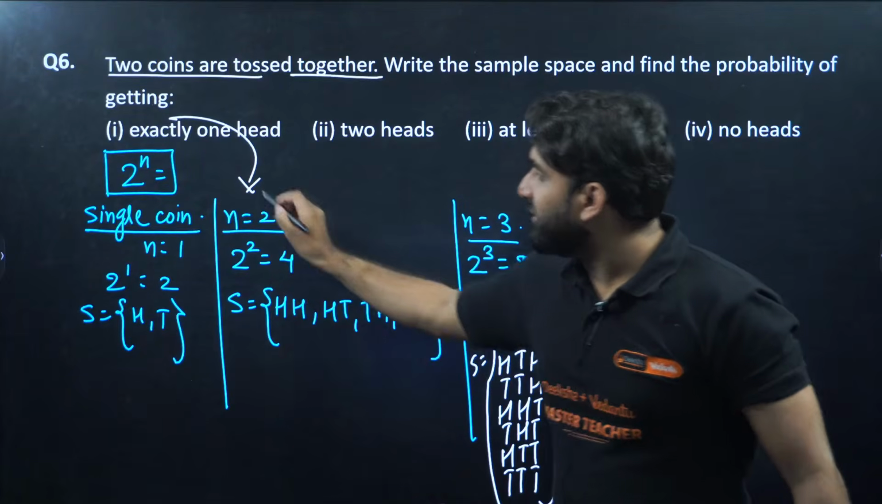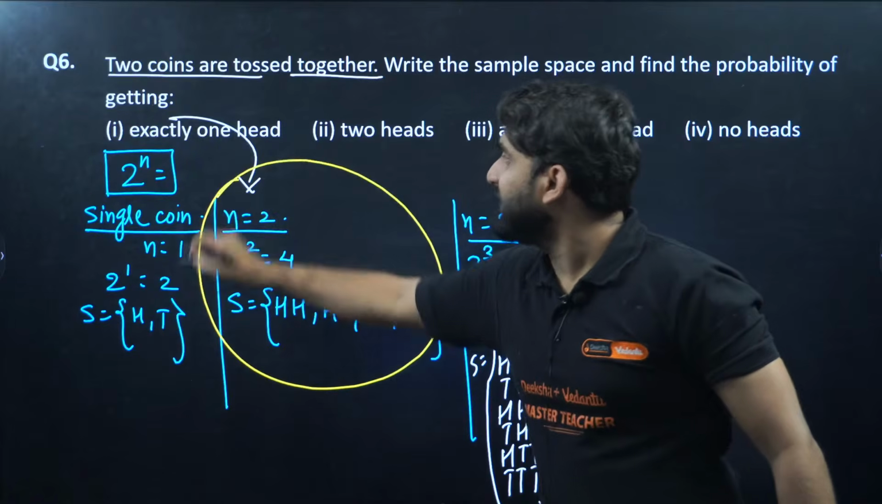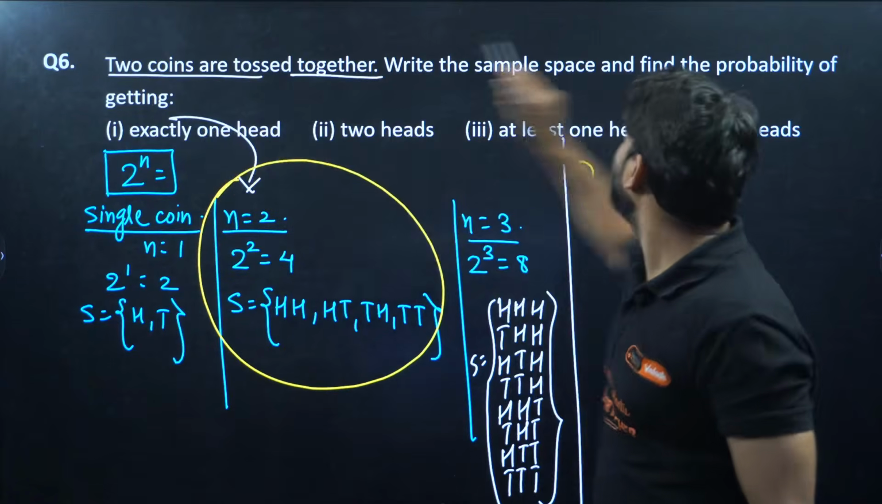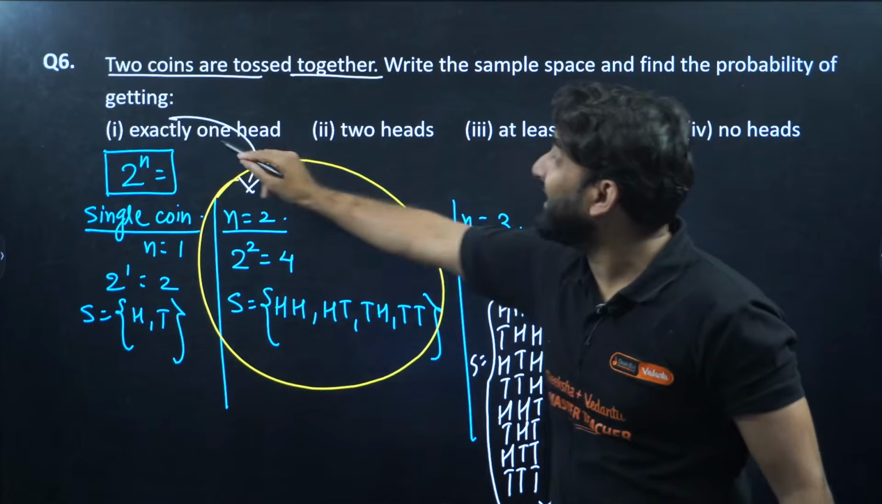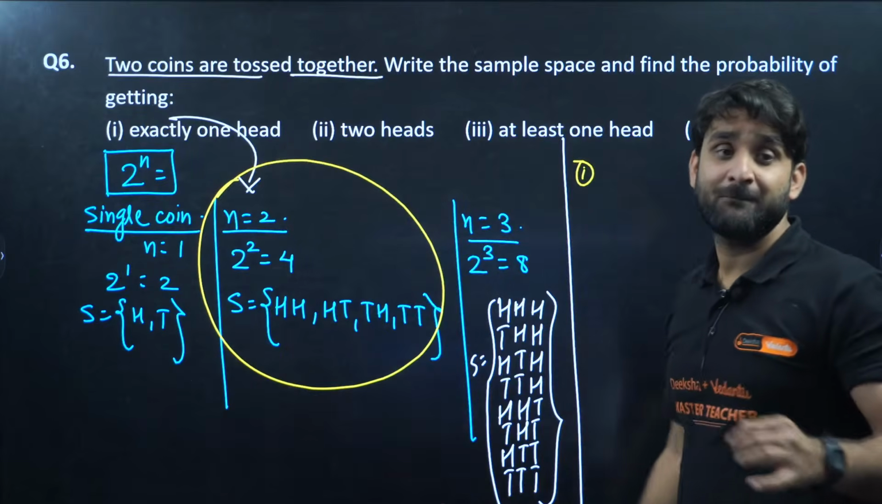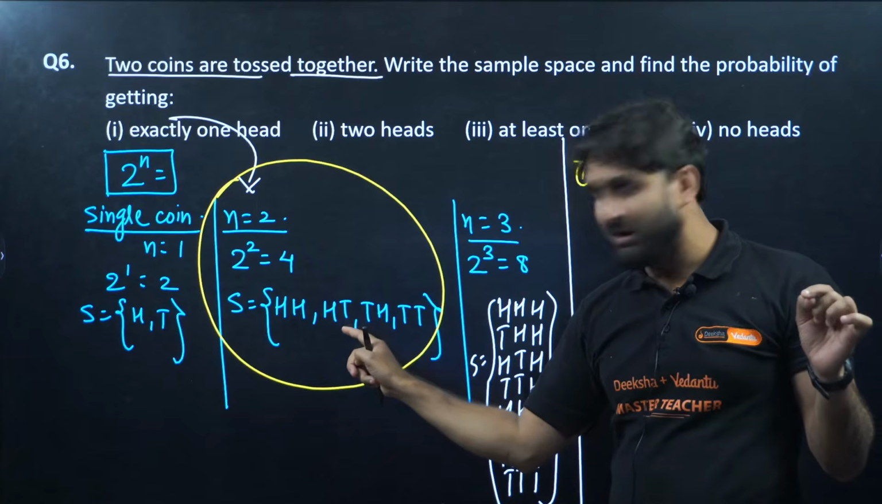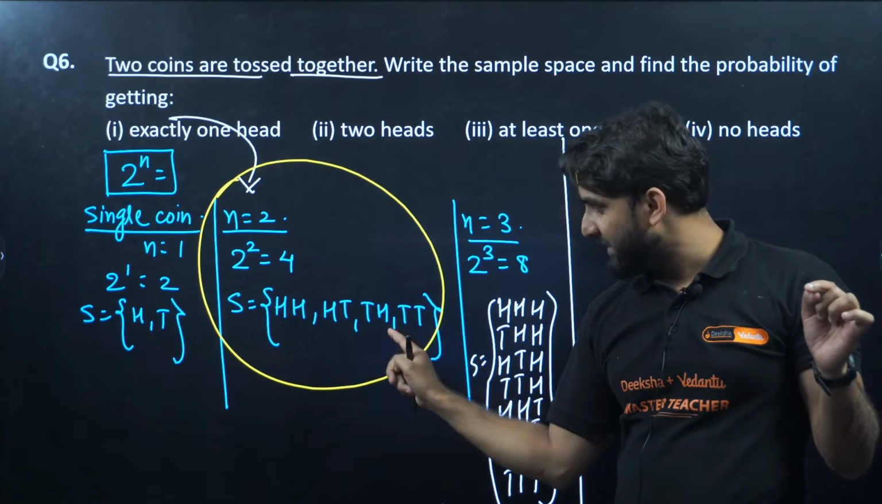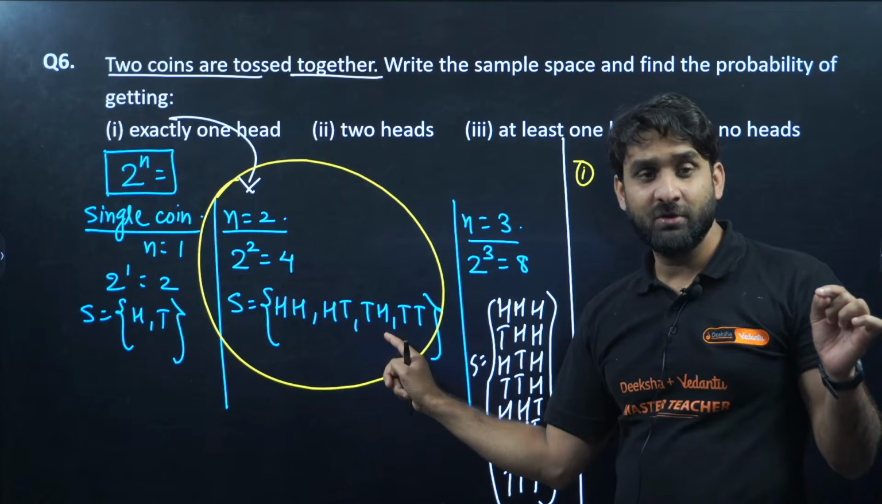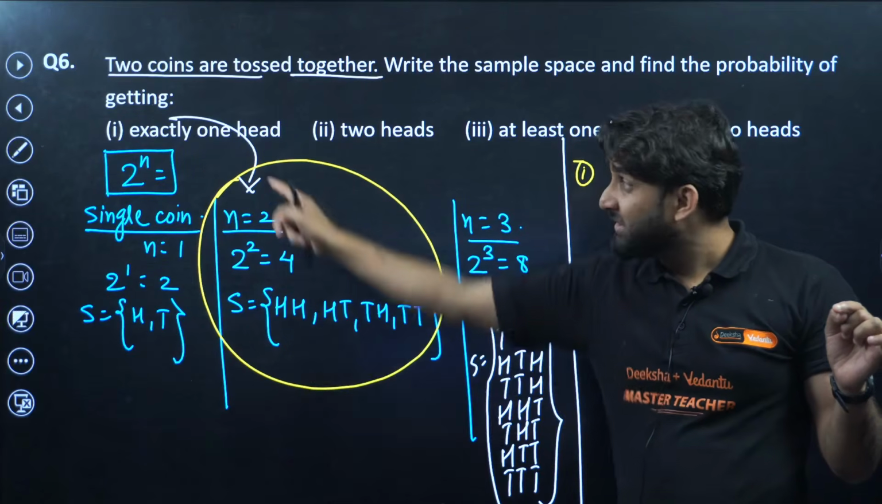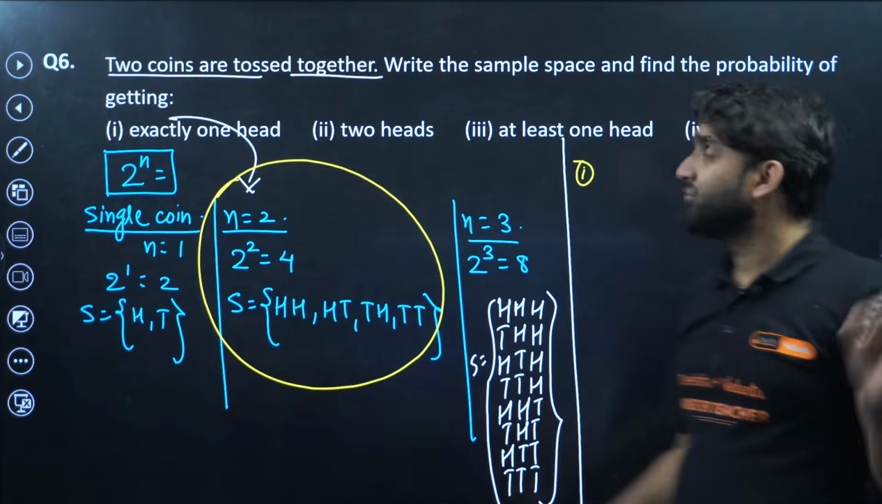So we are talking about this, and we are going to focus only on this. The first question is, what is the probability of getting exactly one head in all these four? Exactly one head is here, in this outcome, and exactly one head is here, in this outcome. We will not consider this because the question is exactly one head.